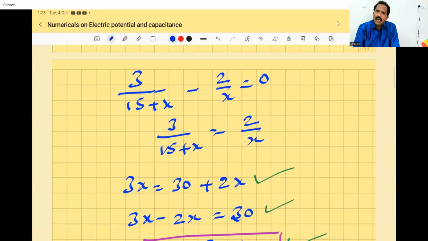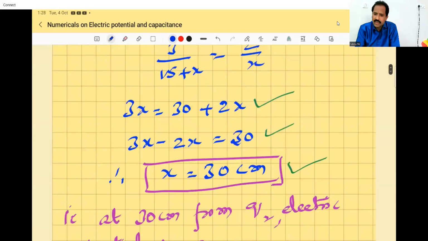Next step is 3x. Bring that 2x to the left side. Then 3x minus 2x is equal to 30. What is 3x minus 2x? 1x, or x, is equal to 30. Look at that. X is equal to 30.